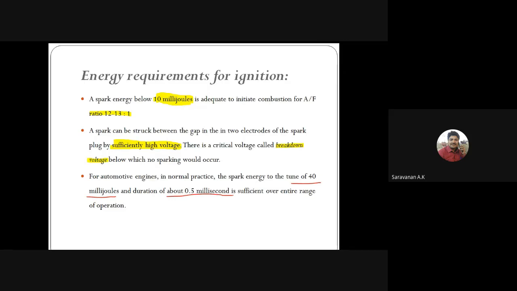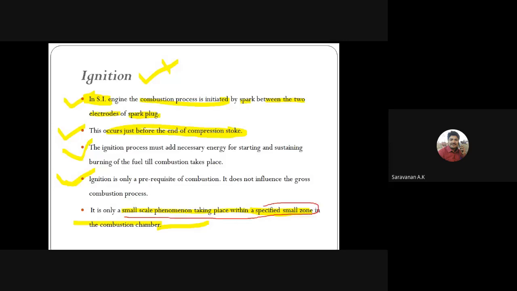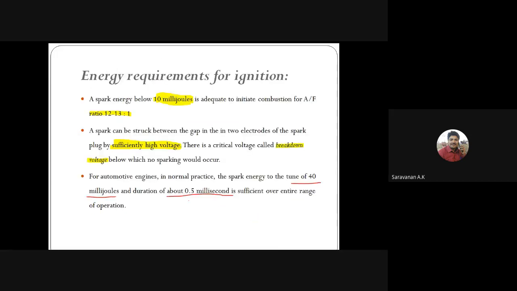So in the last slide we said a small specified zone as well as a specified time will be given for the ignition. In most automotive engines, the time for the sparking is 0.5 milliseconds, and the energy will be 40 millijoules. But for the normal air fuel ratio of 12 to 1 or 13 to 1, we are using only 10 millijoules. The spark is produced between the two electrodes of the spark plug, and at that time we have to give a sufficiently high voltage. That voltage is called the breakdown voltage.